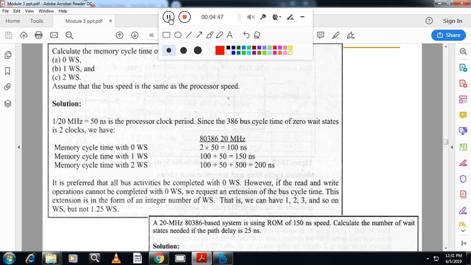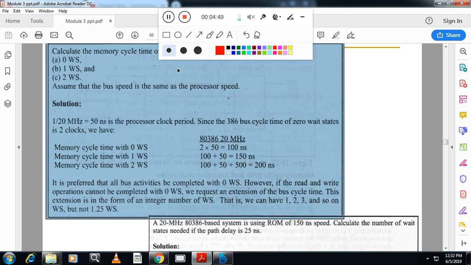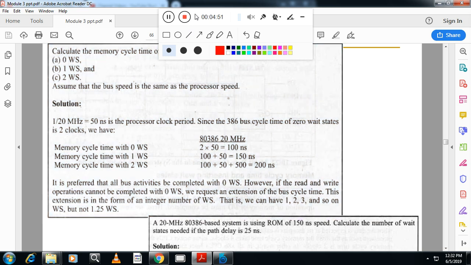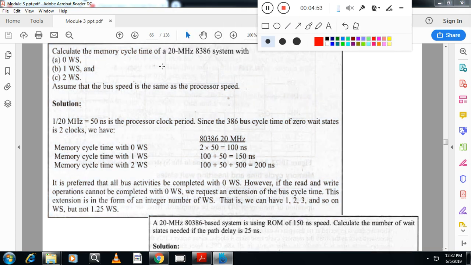So now calculate the memory cycle time for a 20 megahertz 386 system. A 386 system bus cycle is equal to 2 clock cycles with 0 wait state, 1 wait state, 2 wait states. First you have to find out the frequency. Frequency is equal to 1 by 20 megahertz, which is 50 nanoseconds. So 0 wait state means 50 nanoseconds into 2 clocks, that is 100 nanoseconds.